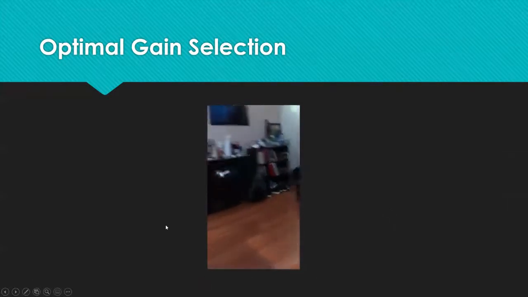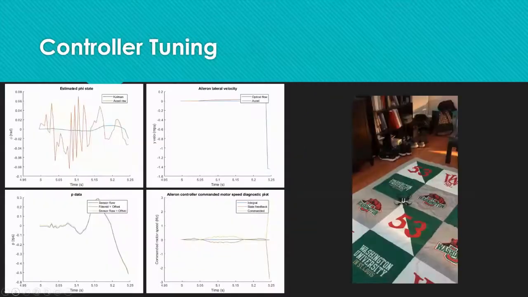And to fix this, a texture blanket was placed underneath the flight area to try and give the optical flow sensor better readings. So after the first few tests, it also became clear that the UAV was reacting rather slowly. This was likely due to phase lag, which was introduced by the filters.